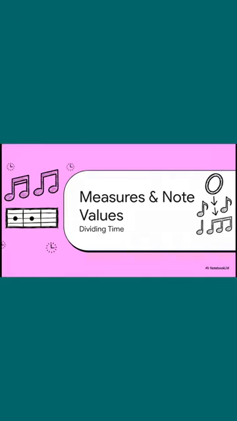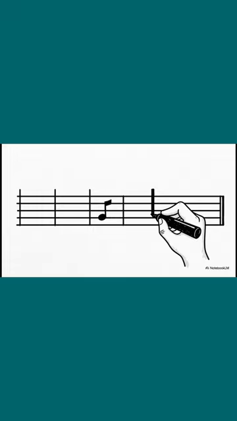Next up, Section 4, measures and note values. To make all this readable on a page, music is chopped up into specific, manageable chunks called measures. Imagine trying to read a massive novel without any periods or paragraphs. It'd be completely exhausting, right? Measures act a lot like sentences. They group beats together so musicians can read and perform accurately. And we use these straight vertical visual dividers called bar lines to separate them on the page.